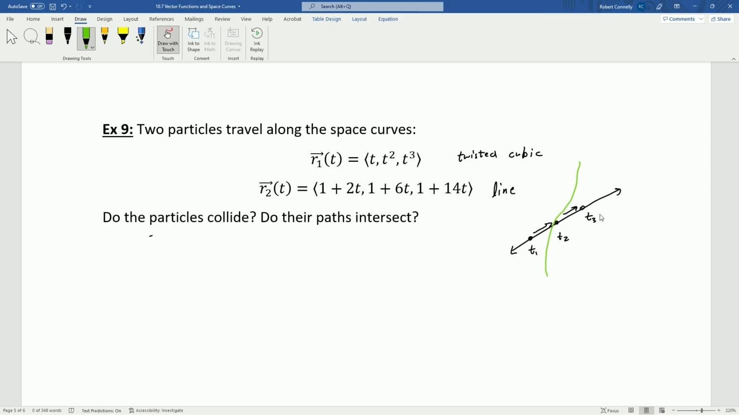Well, for the particles moving to collide, they would have to be not just in the same place, but they'd have to be at the same place at the same time. That's really the key thing here. So for the particles to collide, we're asking, are the particles in the same place at the same time?